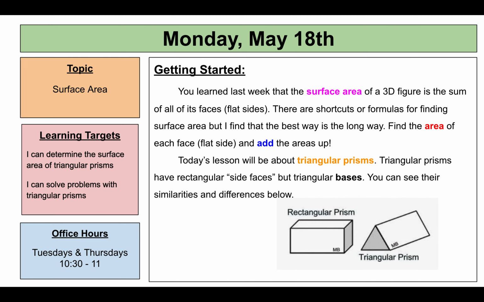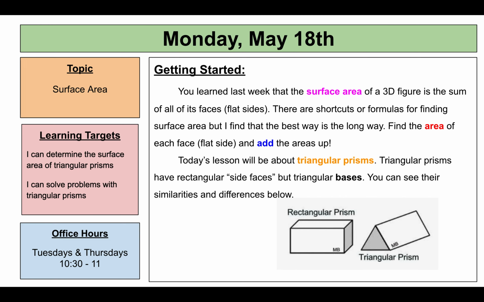You learned last week that the surface area of a 3D figure is the sum of all of its faces. And remember that faces just mean flat sides. There are shortcuts or formulas for finding the surface area, but I find that the best way is the long way. To do that, find the area of each face, each flat 2D shape, and then add the areas up. You really can't go wrong following this method.